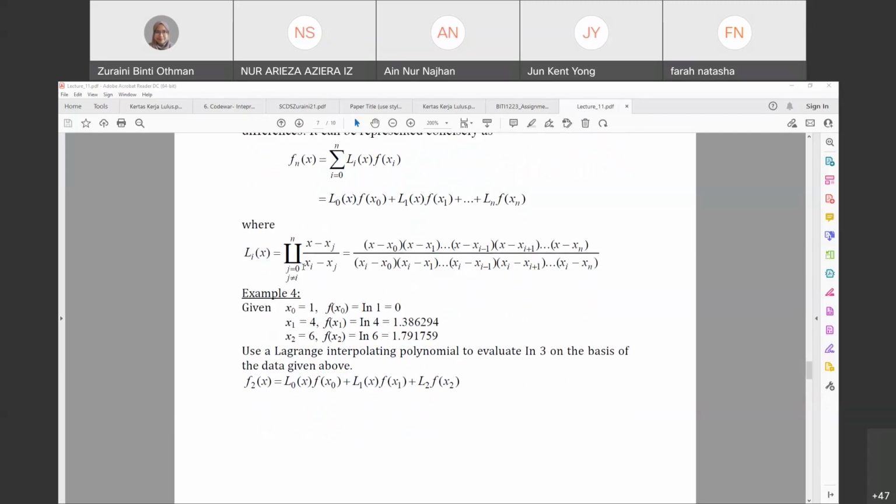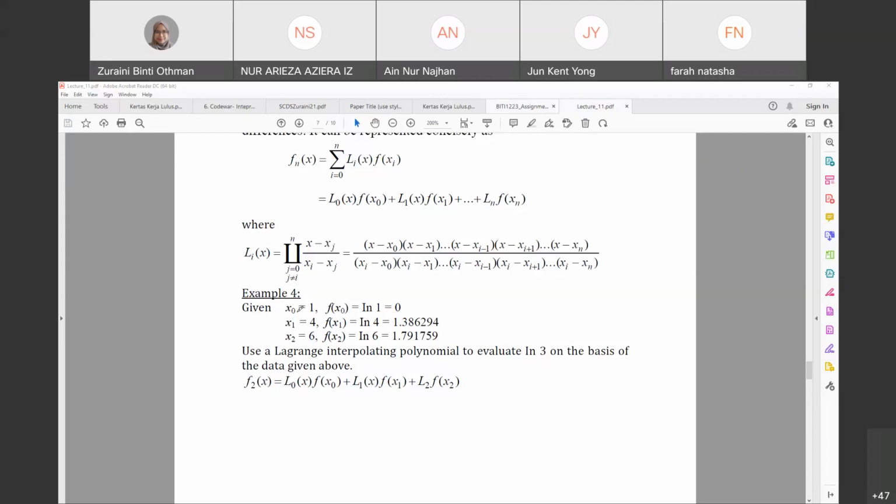What is L0? Okay, kat sini kamu kena tahu bahawa yang ni dia sama juga. If they ask you about this is the given data, okay, we know that, bila dia bagi the data, soalan dia minta on the basis of the data given above.